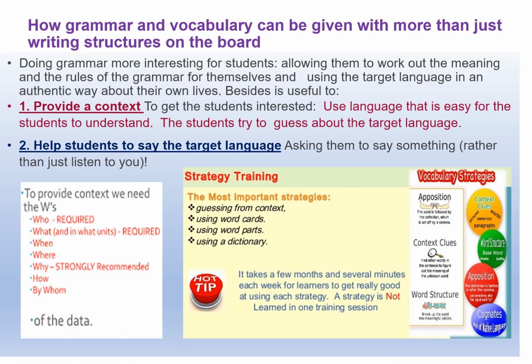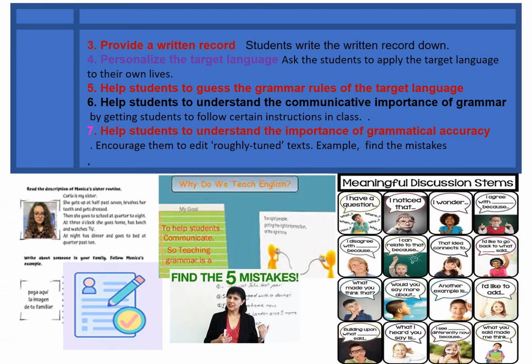Besides, it's useful to, first, provide a context. Second, help students to say the target language. Provide a written record. Students write the record down. Personalize the target language. Help students to guess the grammar rules of the target language.